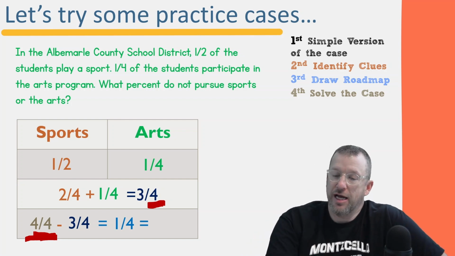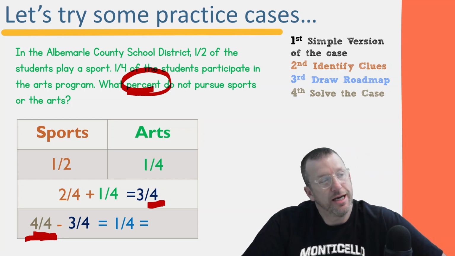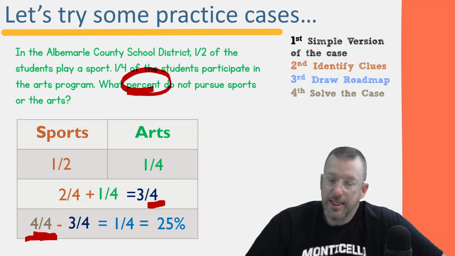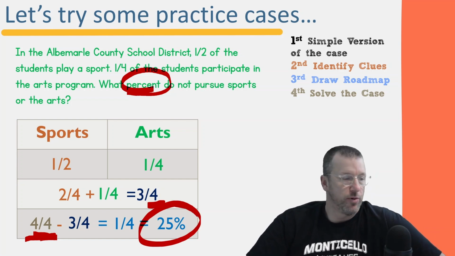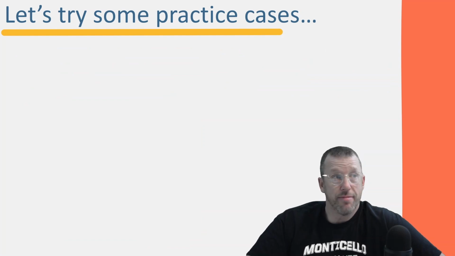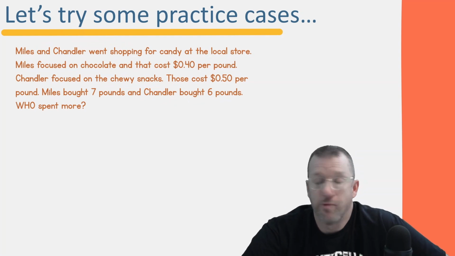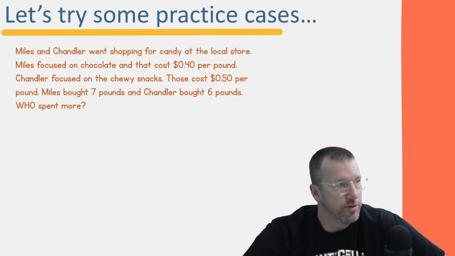And our question is not what fraction, it's what percent. And what does 1/4 represent as a percent? Well, that's one of our benchmarks. 1/4, you can also say a quarter. A quarter of a dollar is 25 cents. 1/4 as a percent is 25%. And there's our answer. 25% of the students in Albemarle County do not play sports or do the arts. Totally made up numbers. I don't even know if that's anywhere close to right. When I say not close to right, the math was right. I don't know if half of the people play sports or 1/4 of the people are involved in the arts.